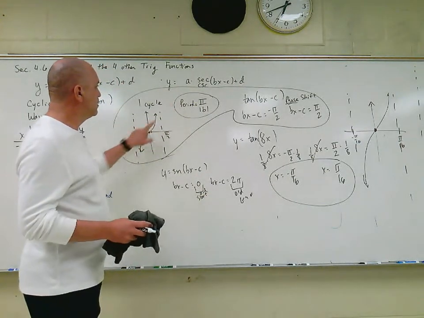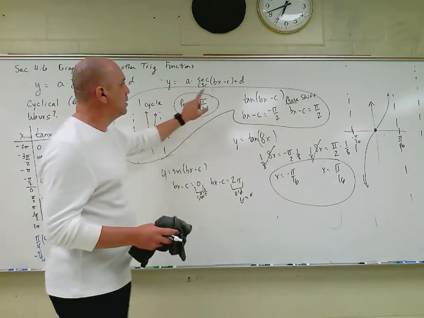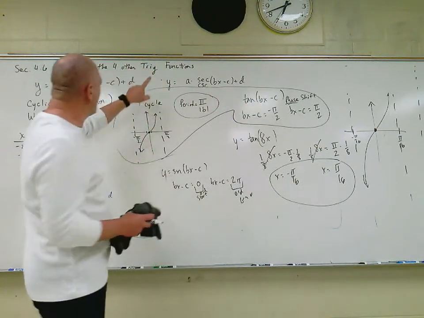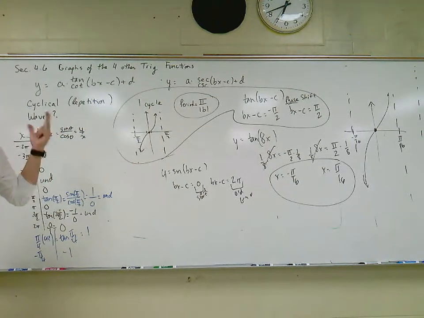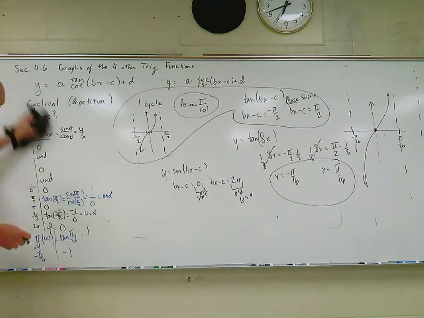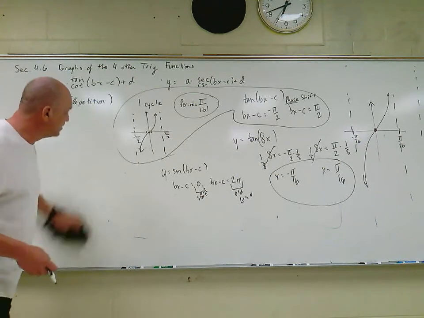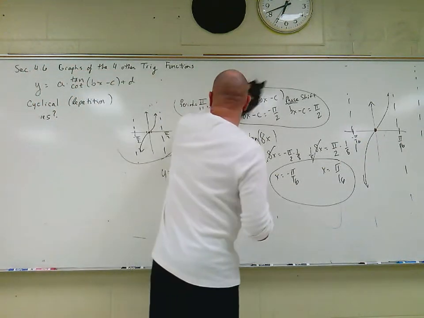Here's our period. Here's our 1 cycle. This is the period. This is how we handle the horizontal shift here. Okay, I didn't do A and D because those do the same things. Okay. All right, so what's next? Cotangent. All right, get started.